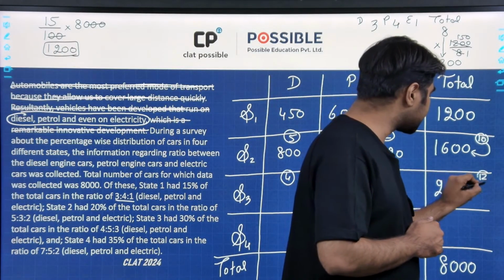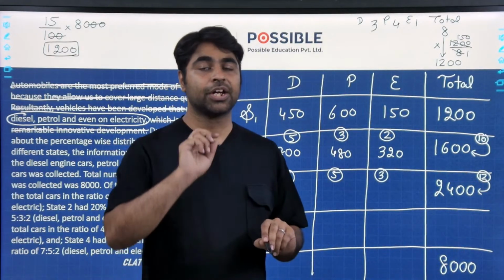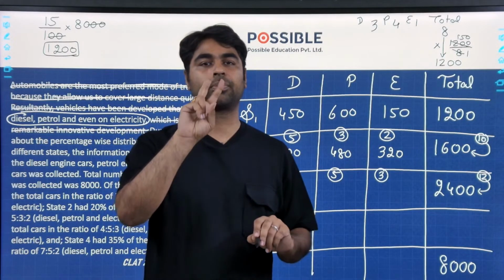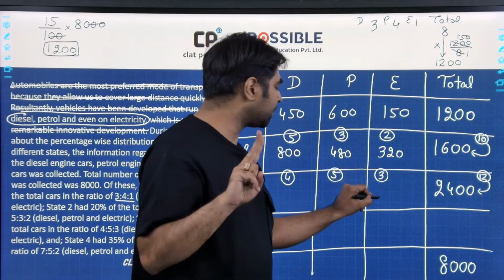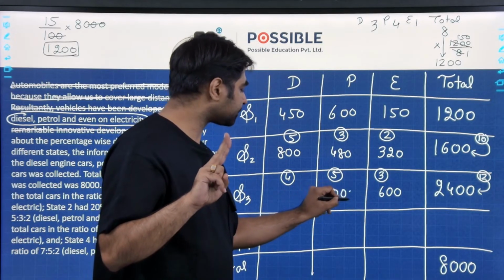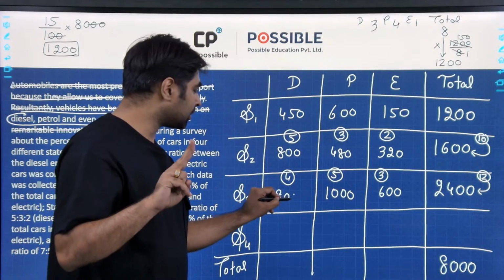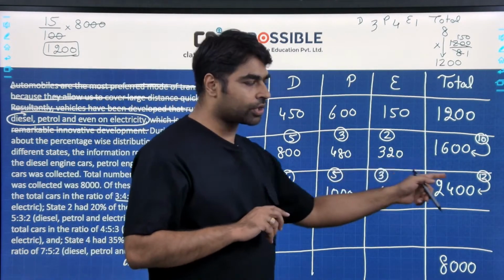But as per the question, is the total 12? No, it is 2400. So the multiplying factor will be 2400 upon 12, that will be 200. So 200 into 3, 600, 200 into 5, 1000, 200 into 4, 800. So the total will become 2400, you can check it out.